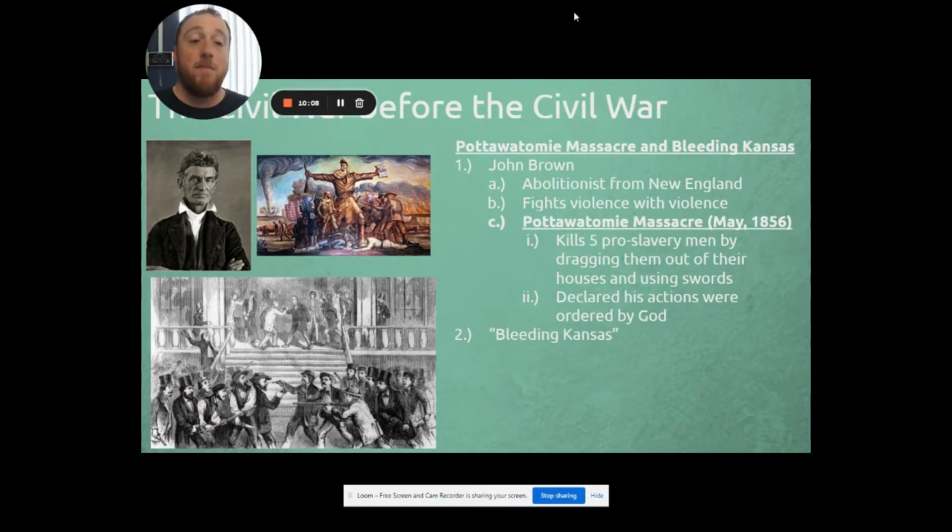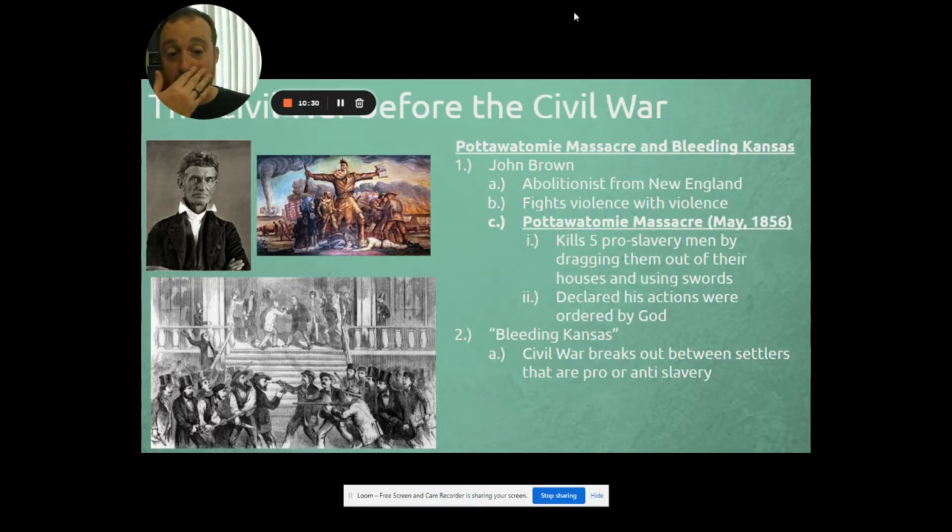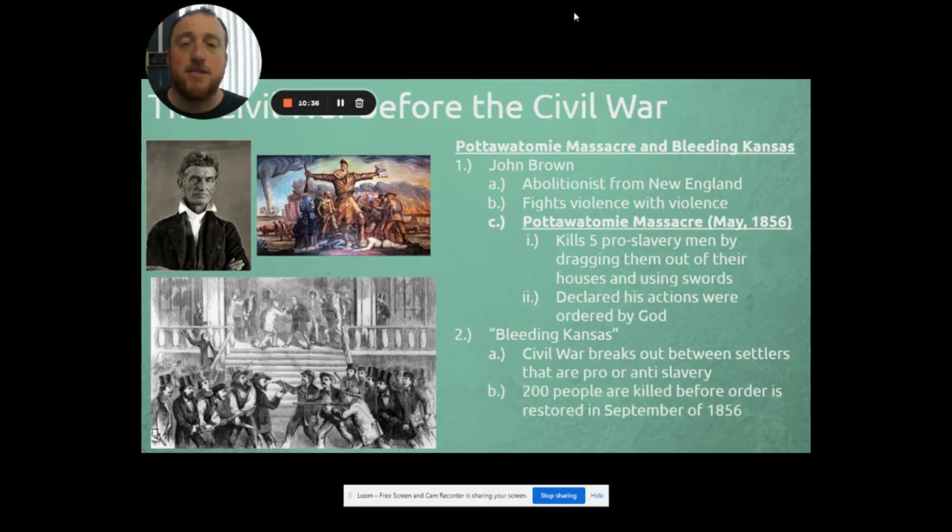Because of John Brown and the Pottawatomie Massacre, that leads us to this idea of Bleeding Kansas. This is where we have the Civil War before the Civil War. The pro-slavery people and anti-slavery people who lived in the territory of Kansas start fighting each other because they are upset about Kansas trying to become a pro-slavery territory. We call it Bleeding Kansas because 200 people were killed before order was restored in September 1856. So this is a pretty big event.